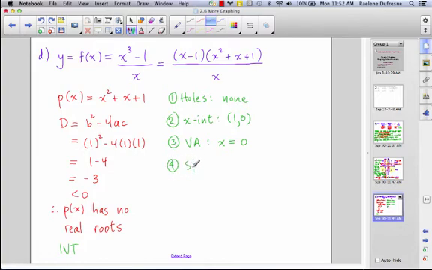Step 4 is a sign chart, which I will do on the next page, but in the meantime, we'll continue on. Step 5 is to get the y-intercept, which means to set x equal to 0. And when we set x equal to 0, you can do it either from the factored form or the expanded form.